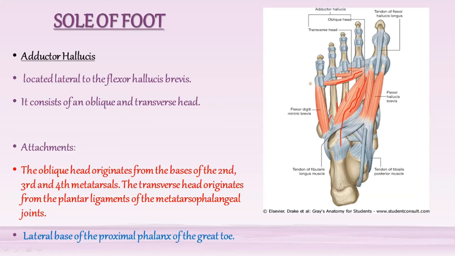This is the plantar ligament. Now look at the picture. The transverse head originates from the plantar ligament. Both these heads insert on the lateral base of the proximal phalanx of the great toe. On the lateral side of the great toe, flexor hallucis brevis inserts as well as this adductor hallucis muscle, on the lateral side of the proximal phalanx of the great toe. Clear?